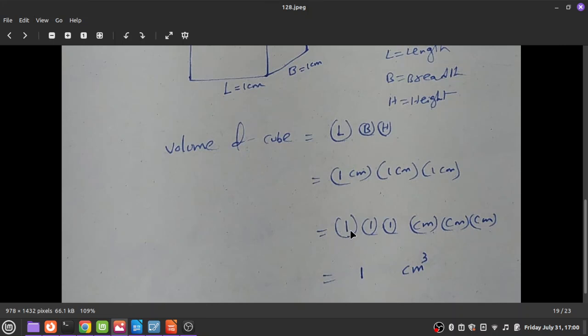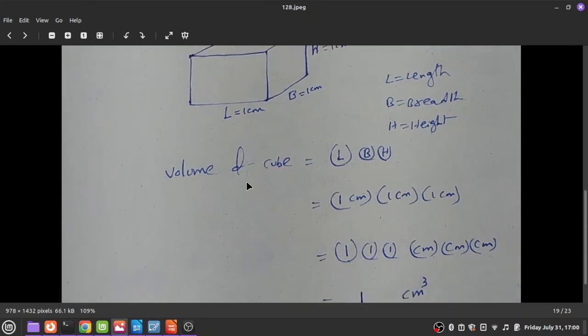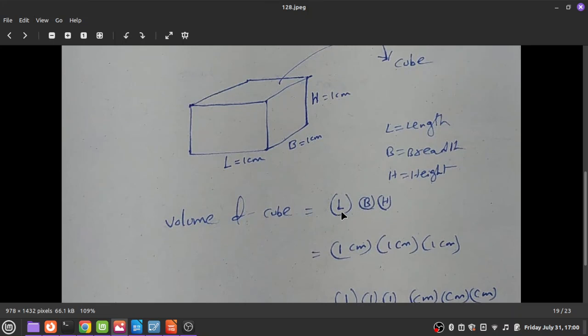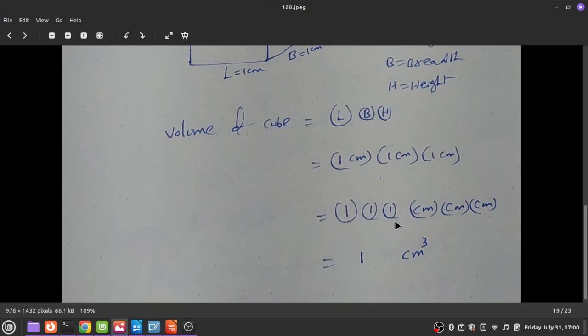If you multiply 1 several times, the result is only 1. So 1 into 1 into 1 is again 1. But centimeter multiplied by centimeter, multiplied by centimeter, is multiplied 3 times, therefore it is written as centimeter cube. The volume of the cube formula is length into breadth into height. The volume of the cube value is found to be 1 centimeter cube.